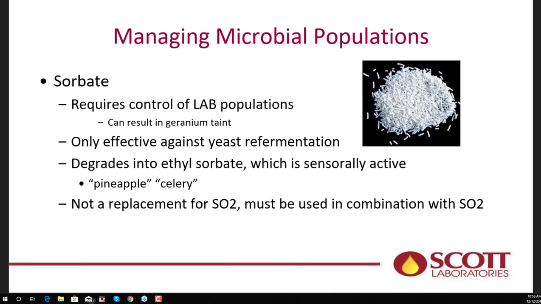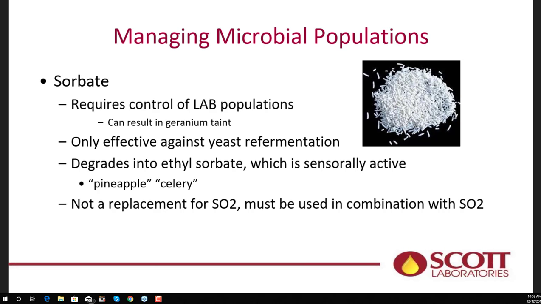But while it inhibits yeast, it is actually a food source for some bacterial populations and can cause geranium taint. And it takes a very, very small amount of this byproduct to completely ruin the wine. The wine smells exactly like geraniums. You can smell it a mile away and the wine's burned.